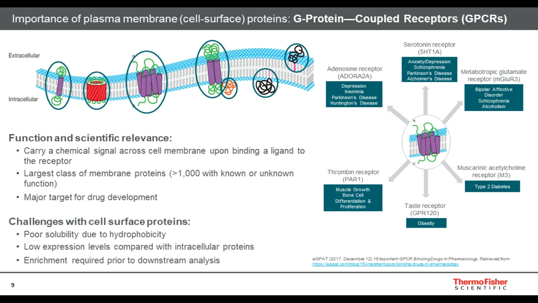One of the major challenges in GPCR research is the ability to efficiently extract the receptors from the membrane without compromising their structure and functional integrity. In addition, GPCRs have poor solubility due to their hydrophobicity and are expressed at much lower levels compared to intracellular proteins. They often require enrichment prior to downstream analysis.